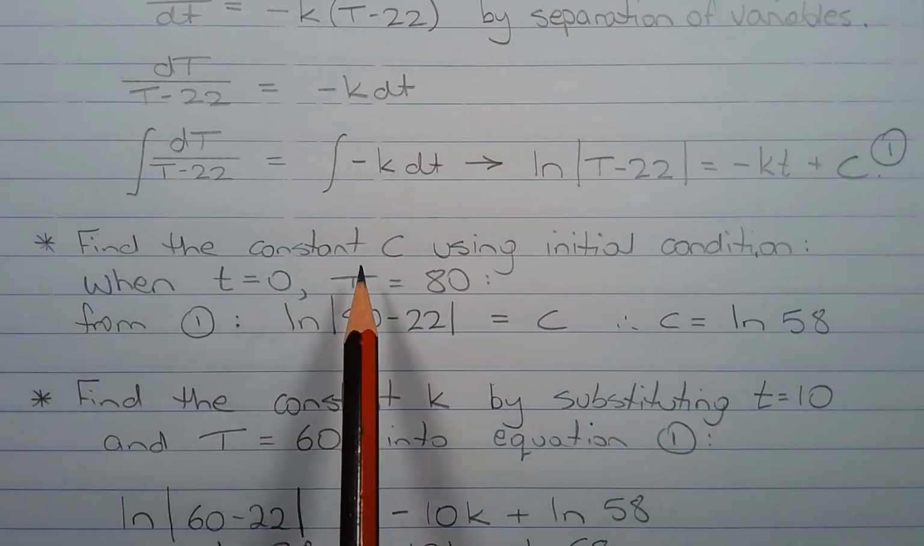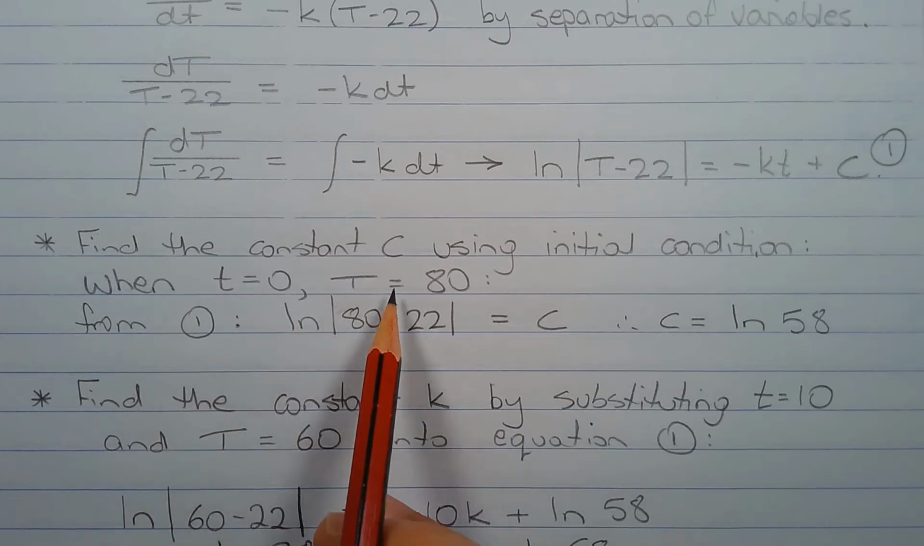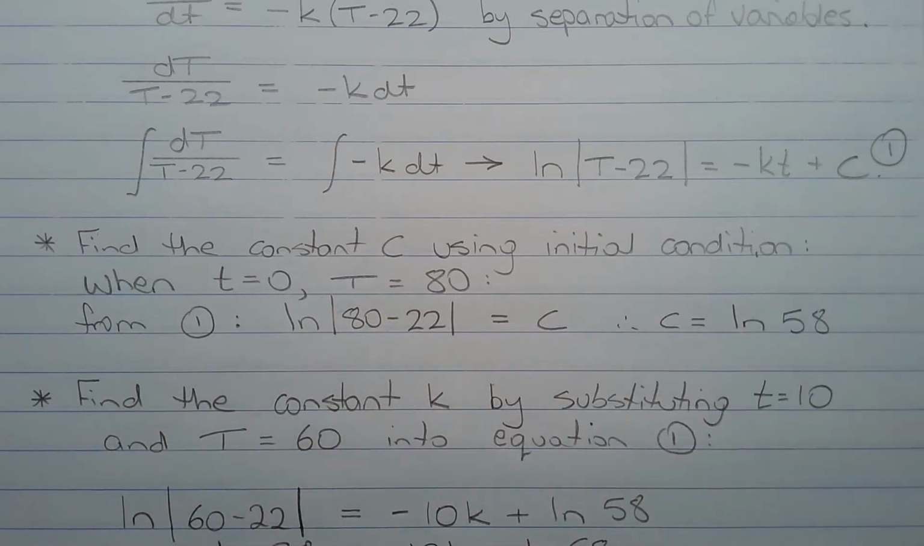Next, we're going to find the constant c using the initial condition. We know that when t equals 0, the temperature of the iron is 80 degrees Celsius. So I'm going to substitute t equals 0 and T equals 80 into equation number 1. So from equation number 1, ln of (80 - 22) is equal to c. Therefore, c is equal to ln of 58.